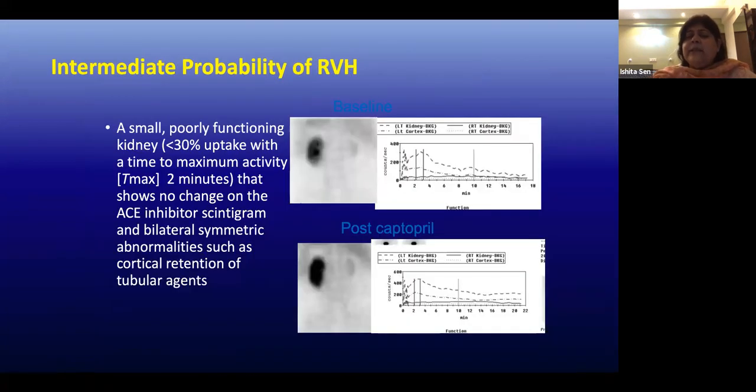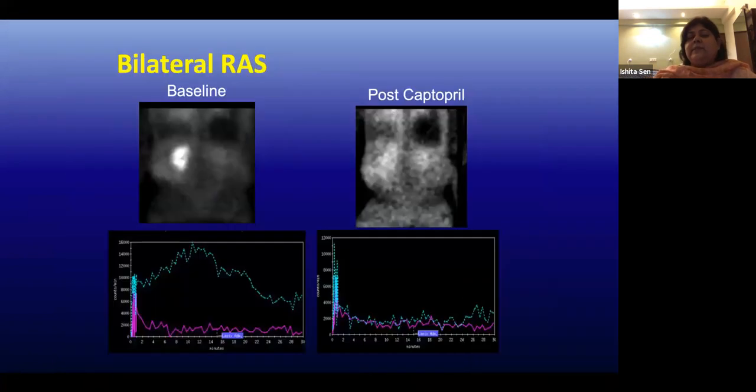Intermediate probability, especially in situations where you have a small poor functioning kidney or kidneys which already have a reduced function. In such cases, you may sometimes not be able to determine whether this is a high probability or not, and such cases are often labeled as intermediate probability for renovascular hypertension.